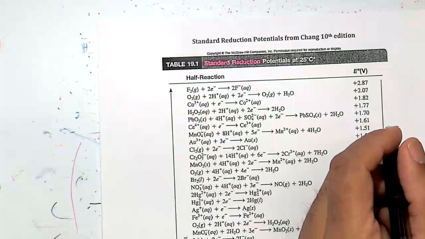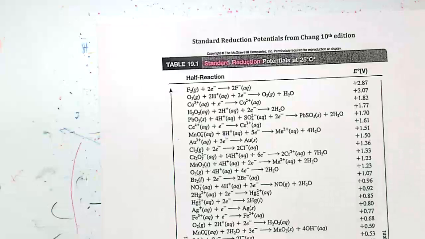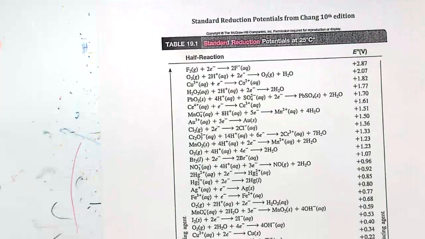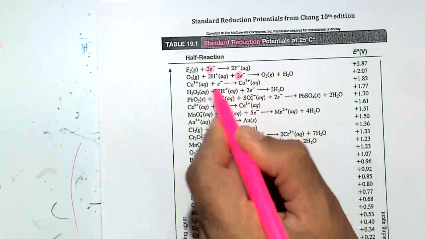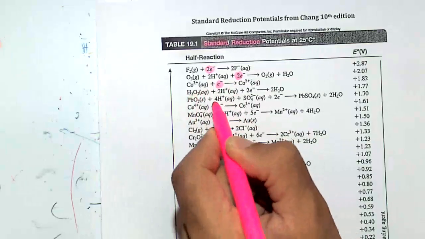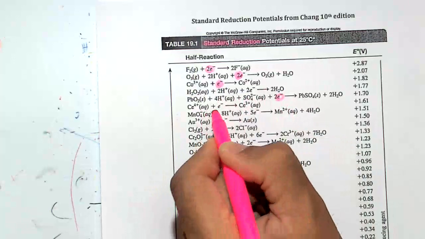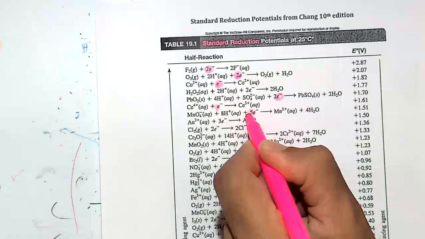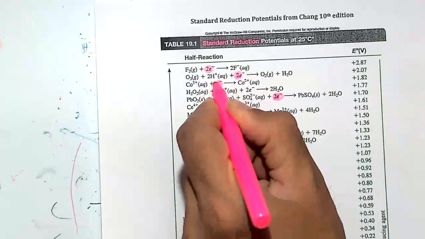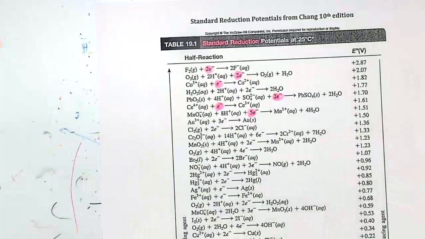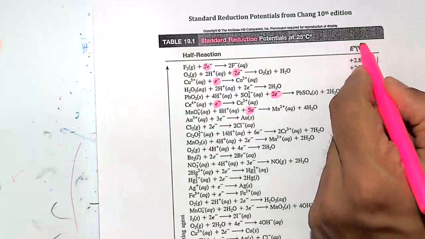So are they gaining electrons or losing electrons? Reduction. Gaining. So this one is gaining 2 electrons. This one is gaining 2. This one is gaining 1. This one is gaining another 2. This one is gaining 1. We have another one here that's gaining 5. So all of these are reduction half reactions. That's point number 1. All of these are reduction half reactions.